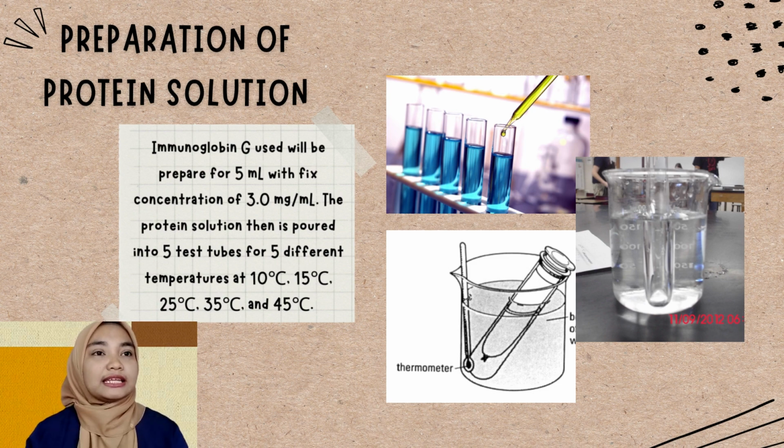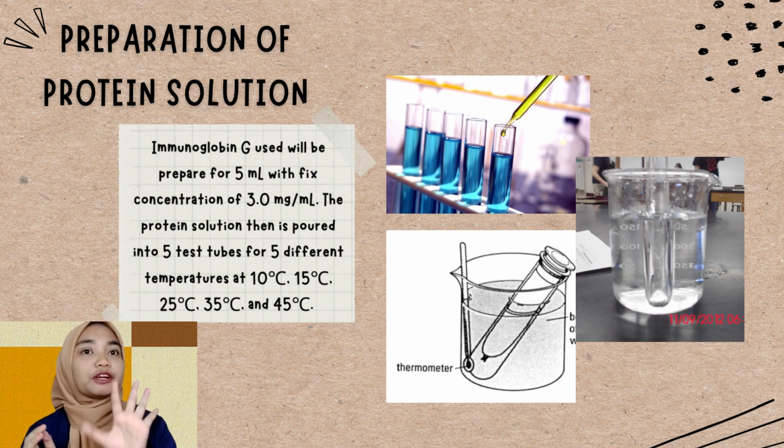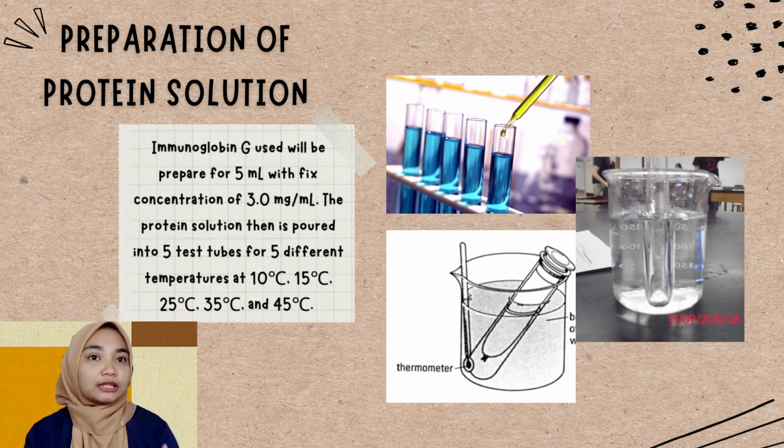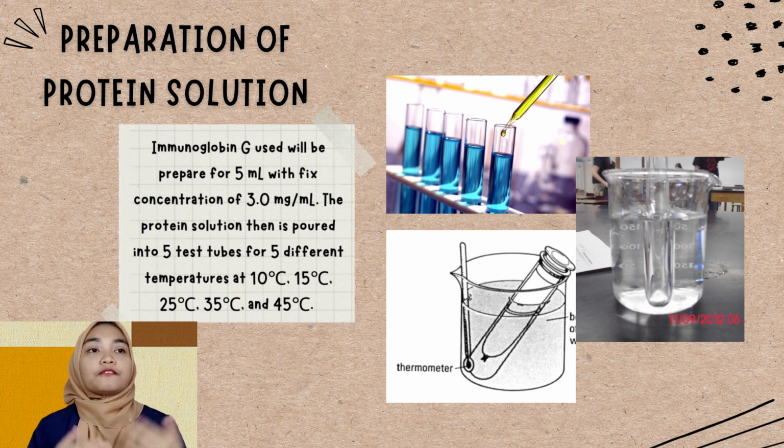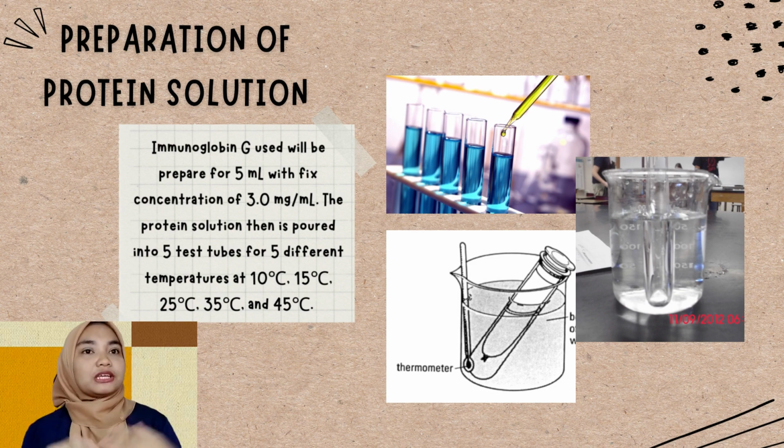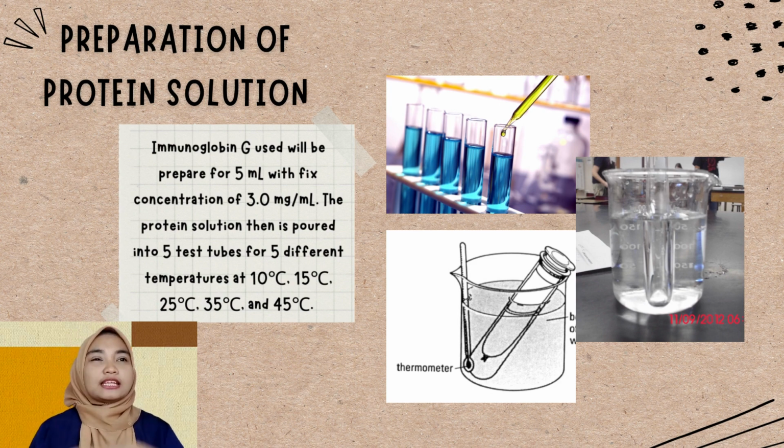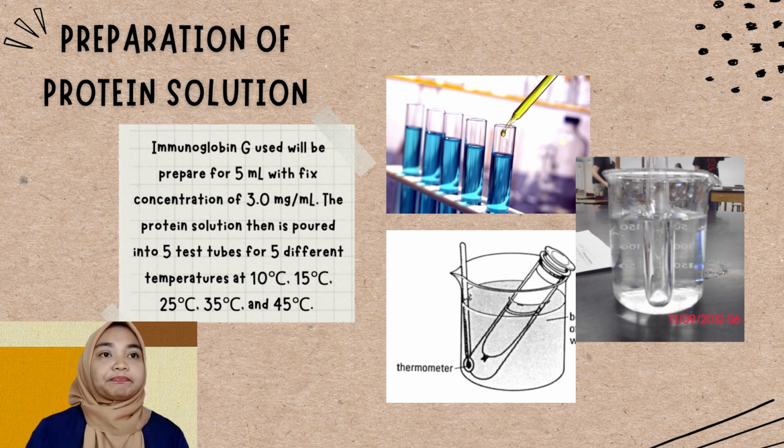Then the protein solution is put into 5 test tubes for 5 different temperatures. The test tubes are then put into a beaker containing water and heated in a water bath. Water acts as a heating medium. The temperature of water in the beaker is then measured by a thermometer. For this study, it is assumed that the IgG solution in the test tube has the same temperature as the water in the beaker. This is to prevent contamination of the heated IgG solution. The temperature of the IgG solution cannot be directly measured using a thermometer.